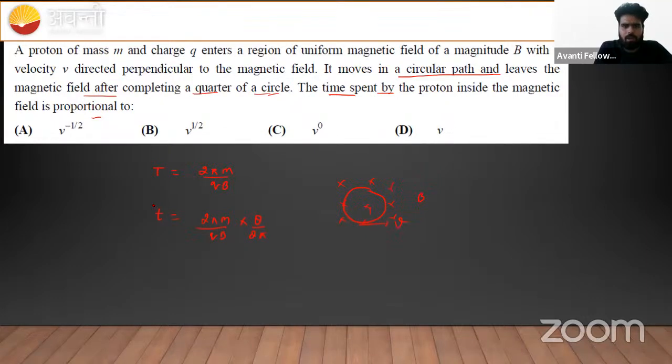For a quarter circle, we have to put theta as pi by 4. In this equation, what can we comment, beta? Here the time for either a full circle, a quarter circle, or a half circle does not depend upon the velocity, and does not depend upon the radius. This is very much clear. So we can say that our time is independent of velocity or speed. So which option is going to be correct here? Option C is the correct answer.